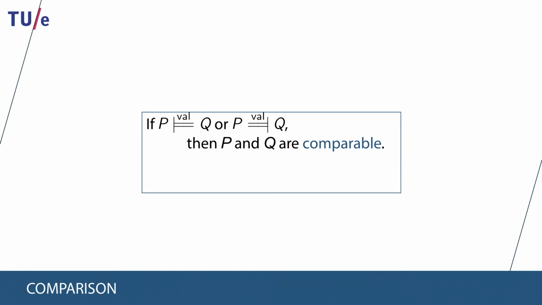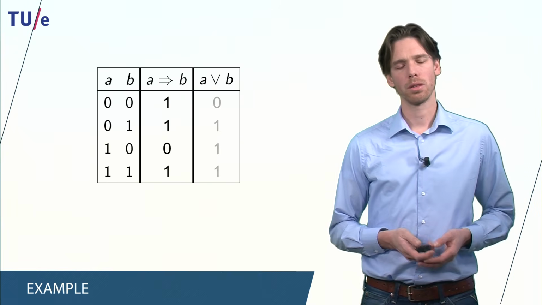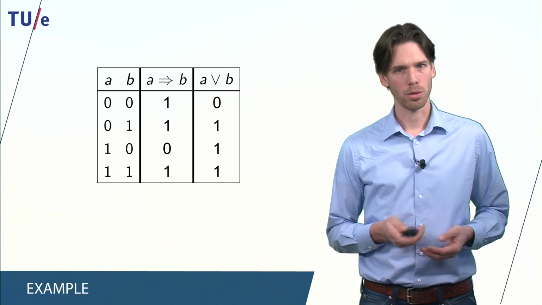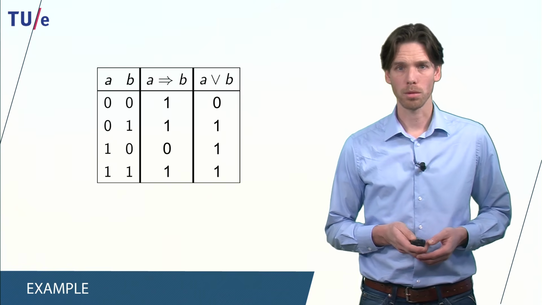Logical consequence gives us a way to compare abstract propositions. If P is stronger than Q or P is weaker than Q, then we'll say that P and Q are comparable. And otherwise, so if neither of these relationships holds between P and Q, we say that P and Q are incomparable. In the examples we have seen so far, the abstract propositions considered were always comparable. Let's now consider an example of two abstract propositions that are incomparable.